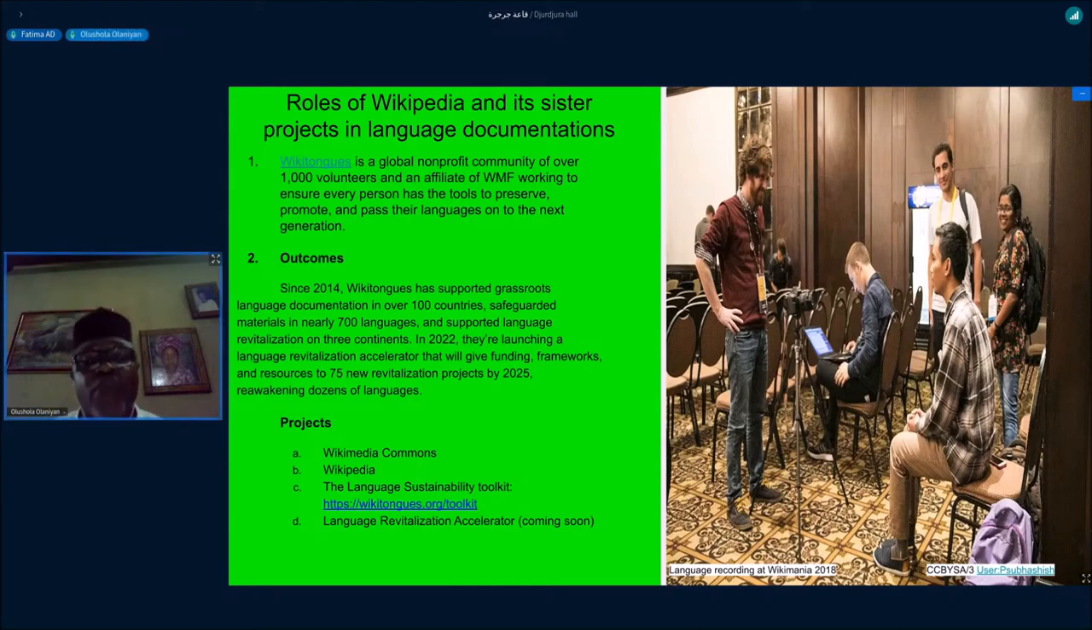In 2022, they will be launching the Language Revitalization Accelerator that will be funded and support over 75 new revitalization projects by 2025. Their projects focus on using Wikimedia Commons, Wikipedia, and also the Language Sustainability Toolkit, which is used to gather and make available already documented languages to people that are of interest. The Language Revitalization Accelerator is in the pipeline.